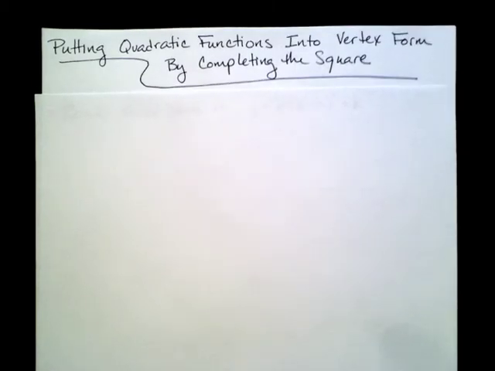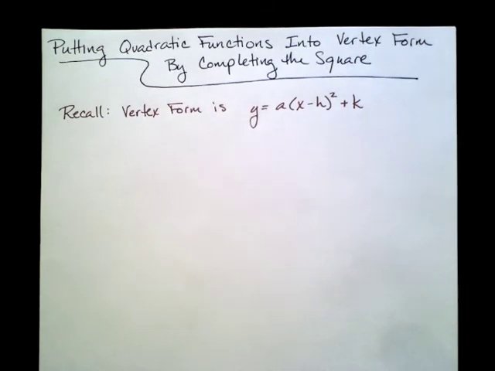This video is on putting quadratic functions into vertex form by completing the square. You may want to review the video on completing the square for circles to put them into center radius form to refresh your memory on the completing the square process. There are some new twists, though, for quadratic functions into vertex form. So first, we'll just remember from the other video that vertex form is y equals a times x minus h quantity squared plus k.